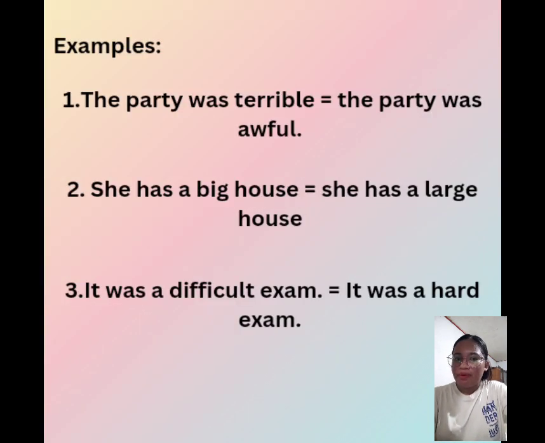Here are some examples. The party was terrible. The party was awful. As you can see, terrible and awful are synonyms of bad. They are used to express the same meaning. She has a big house. She has a large house. As you can see, large and big are synonyms. The meaning of both sentences is the same.